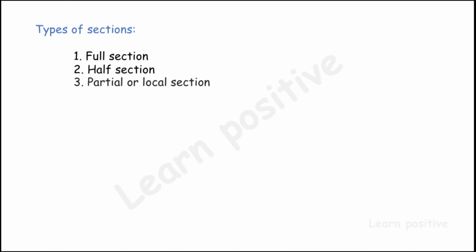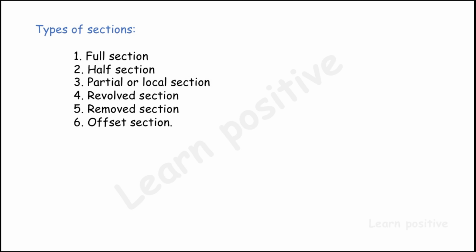The next topic is types of sections. There are different types of sections we use here. There are 6 types of sections. They are full section, half section, partial or local section, revolved section, removed section, and finally offset section. These 6 sections are used in drawings. We will explain each one in detail in the next videos.